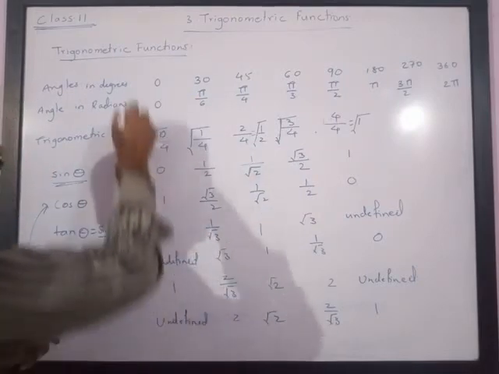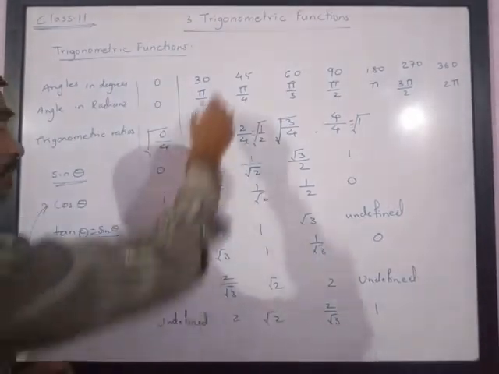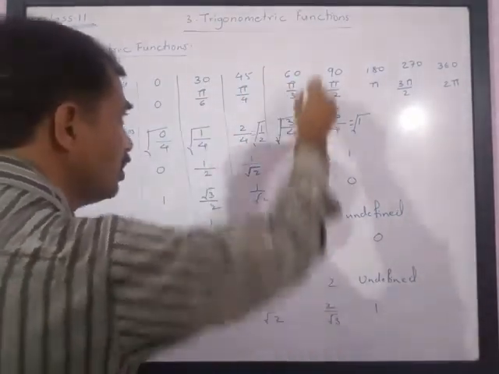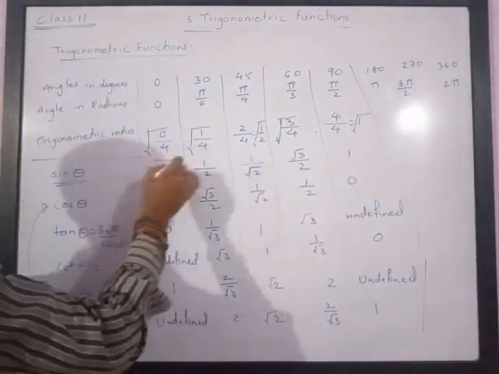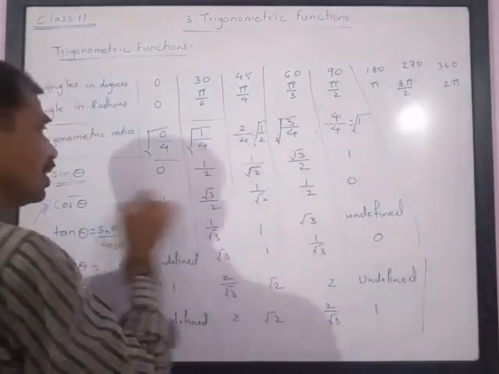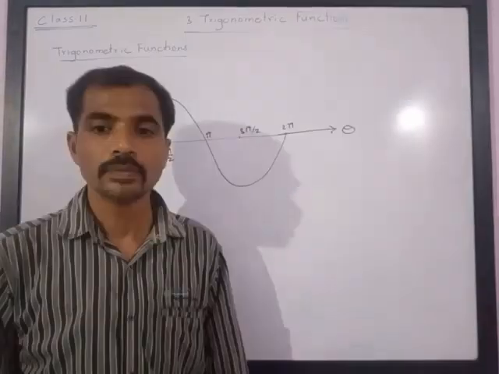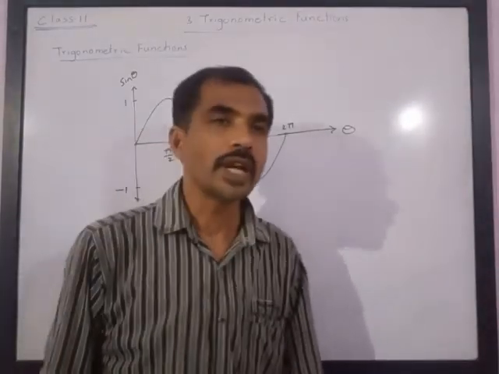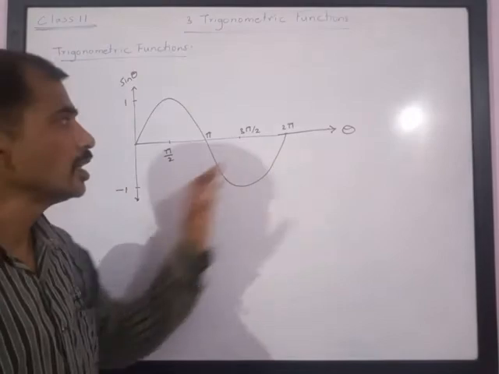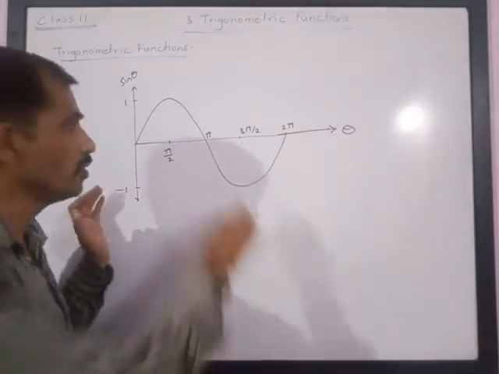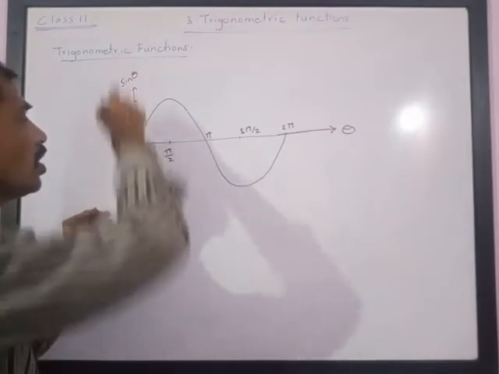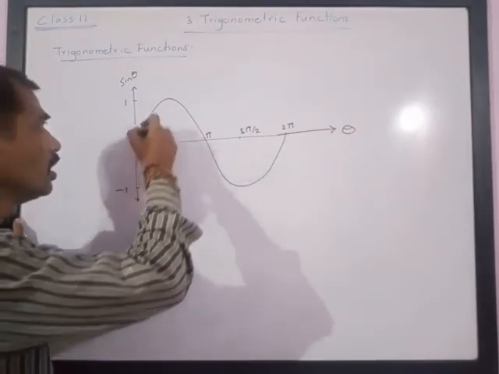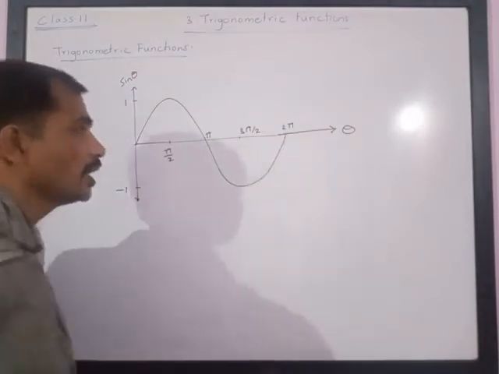In the same way, you can write or remember the table up to 90. Further values, I will tell you how to remember the other values. Now please try to understand this. If you try to plot a graph of angle theta, and sin theta on the y-axis, we get a curve like this, the sine curve.